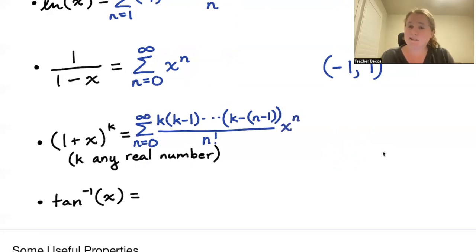So again, this allows us to write the series for the square root of 1 plus x, or the cube root of 1 plus x. This is on negative 1 to 1, where the convergence on the ends depends on k.